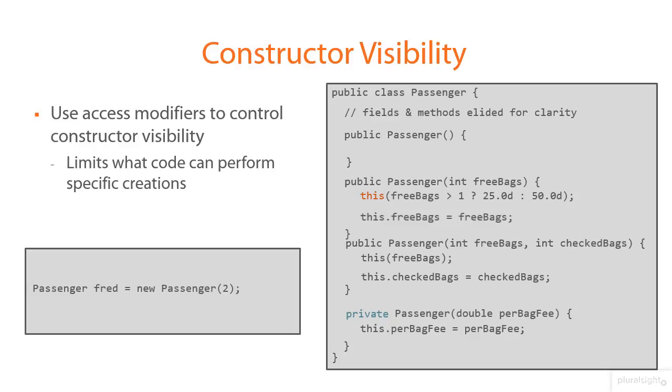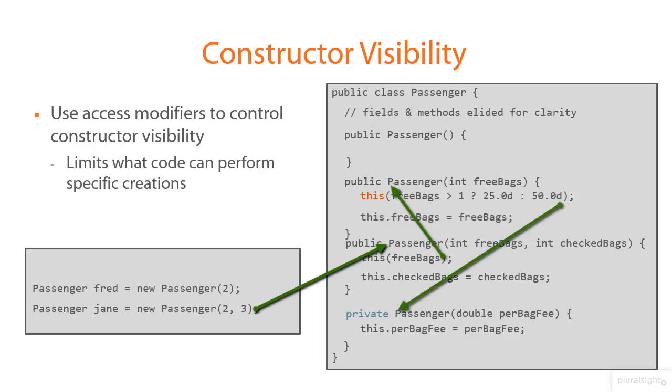So if we have one call here where we create a passenger Fred who gets 2 free bags, that goes directly to the constructor that accepts the free bags parameter. As part of that, it chains down to the constructor that sets the baggage fee. We have another passenger we create who accepts the 2 parameters, the free bags and the checked bags. Well, they'll call into that constructor first. That constructor will chain up to our constructor that accepts the number of free bags, which then in turn chains down to the constructor that sets the baggage fee.